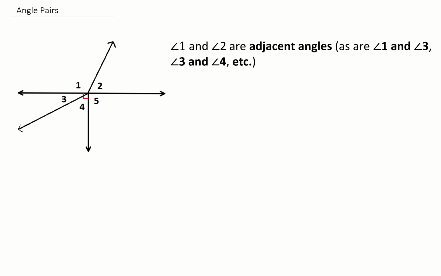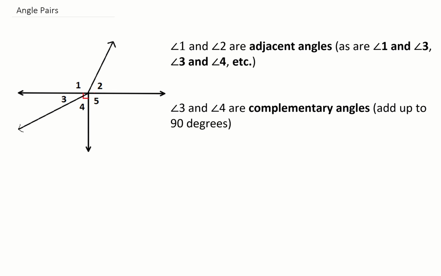Looking at that diagram, we know that angle 1 and 2 are adjacent because they share a vertex and a side. 1 and 3 are also adjacent because they share this side. And then 3 and 4 are adjacent because they share this side, right? And so those are examples of adjacent.